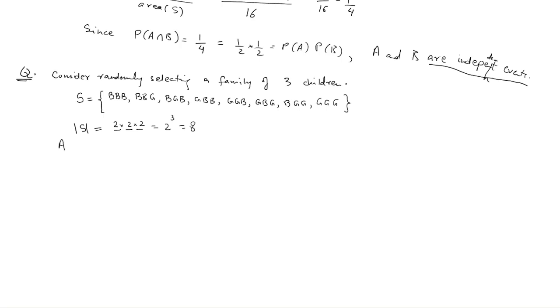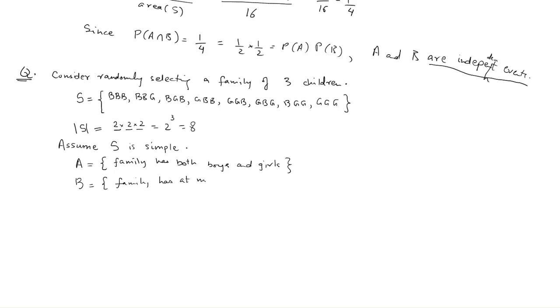Let's assume for this question that S is a simple sample space. All 8 outcomes are equally likely. We don't know whether they are in reality or not, but let's assume they're simple. Let A be the event. The family has both boys and girls. That's the event. Let B be the event. Family has at most 1 girl.